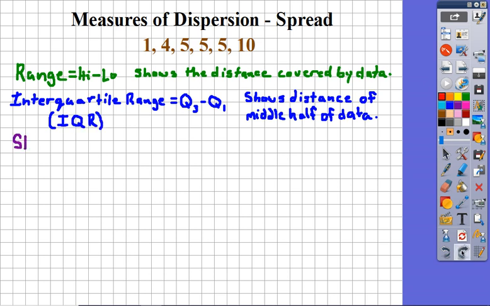So our last one is the standard deviation. And the way we calculate standard deviation, well, first of all, we're going to call it sigma, the lowercase Greek letter sigma. That's going to stand for the standard deviation of a population. Not a sample, but of a population. We'll talk about that in a little bit.